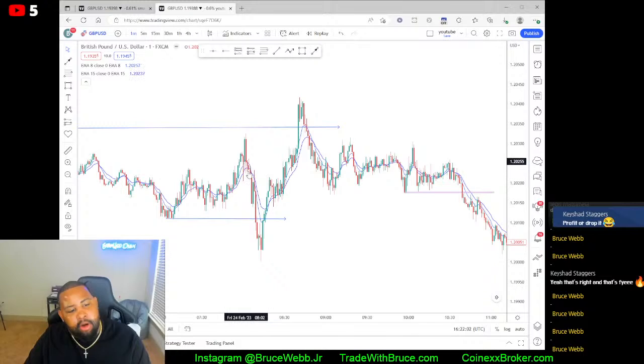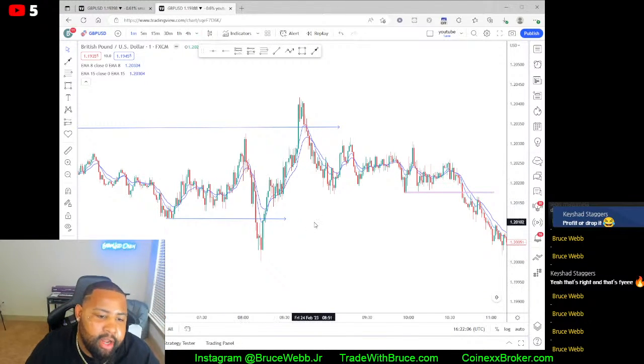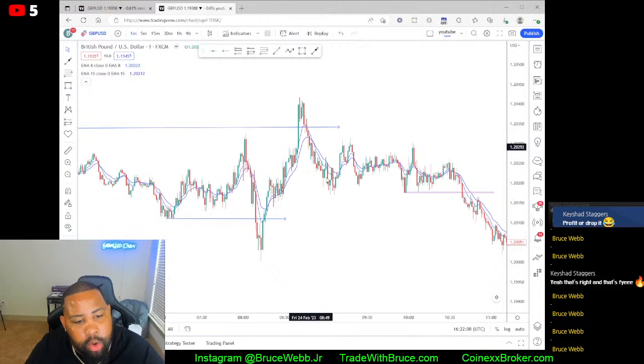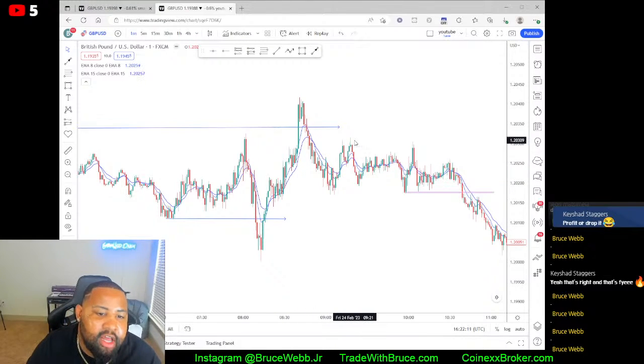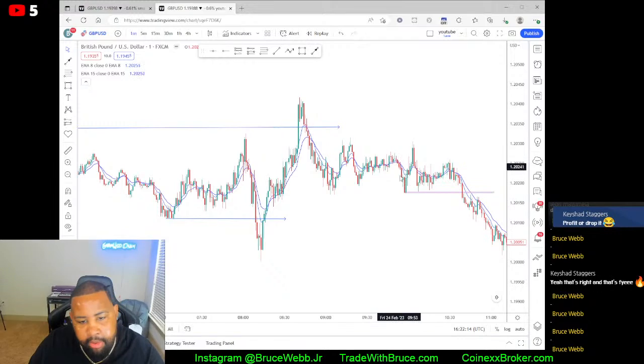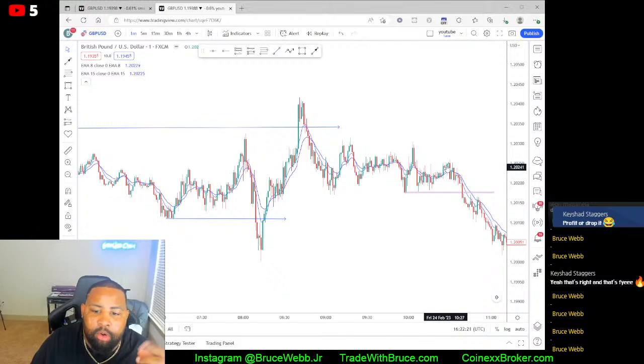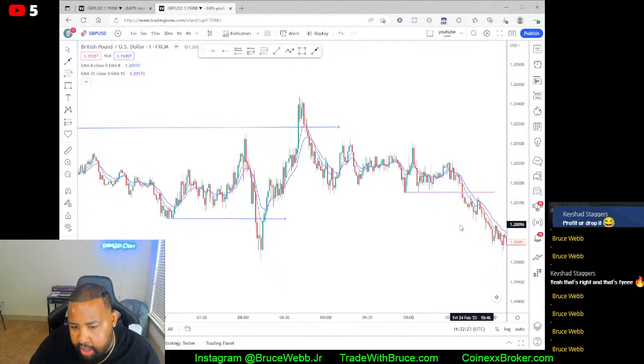So when price really breaks, this is pretty much saying we're about to go down, right? When price does break, we're going down. When price breaks up, we're going up. Until we break down, then we're going down. Until we break up, then we're going up. Till we break down, then we're going down, and so on.